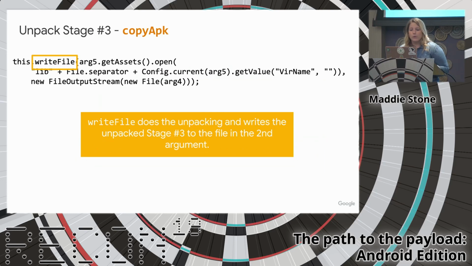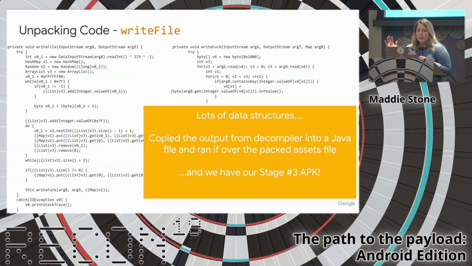So then we're going to actually unpack that and write it to the destination, which was the cache path. This was the whole thing. Sorry for the profanity. That's what they chose to use. But again, the Java is really nice in this regard, and it makes it smoother than if this had been written in native code, because once again, I copied from the decompiler, cleaned it up in a piece of code, and then just ran it over that file from the assets, and suddenly we had the stage 3 APK.